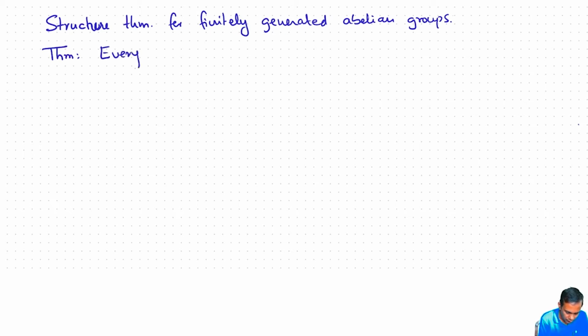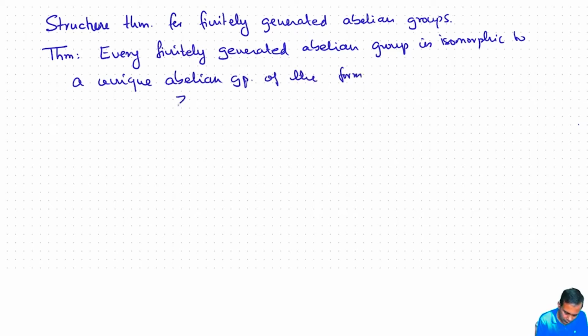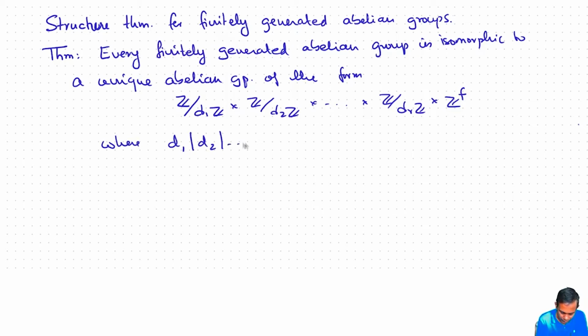Every finitely generated abelian group is isomorphic to a unique abelian group of the form Z mod d1Z cross Z mod d2Z cross and so on up to Z mod drZ cross Z to the power f, where d1 divides d2 divides up to dr, and all these di are positive integers, and we don't take them to be units, so we take them to be greater than 1. And of course f is any non-negative integer.